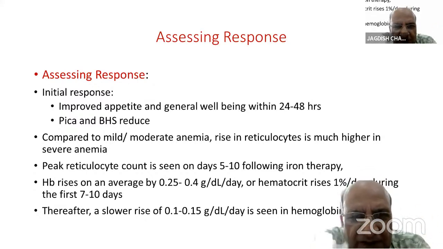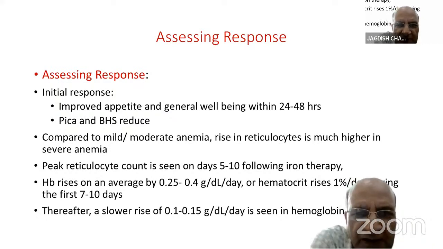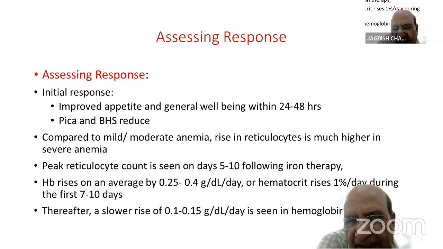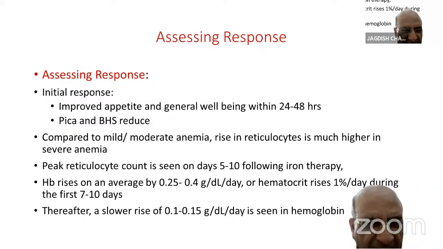And pica, of course, these will reduce substantially in just about a week or 10 days time follow-up, one can see. And the peak retic occurs between 5 to 10 days following iron therapy. But don't expect that hemoglobin rise will start at this time. So this might take 7 to 10 days before any hematocrit rises. And similarly, after that also, the rise is a little slower.